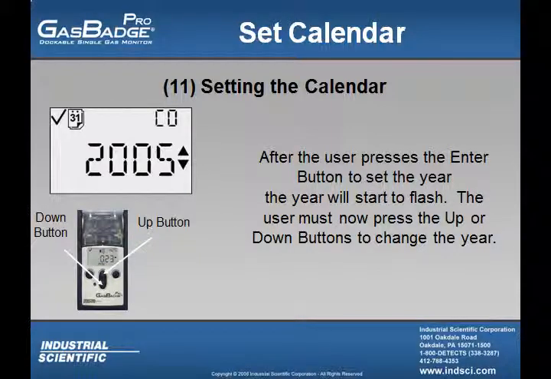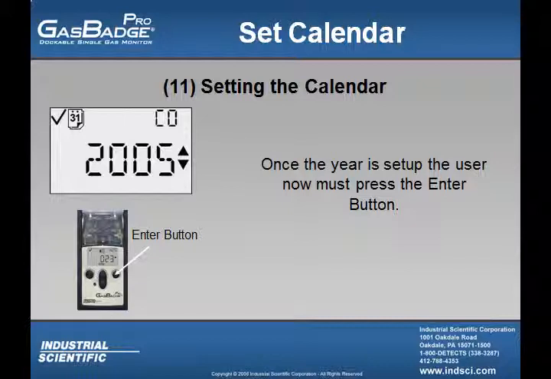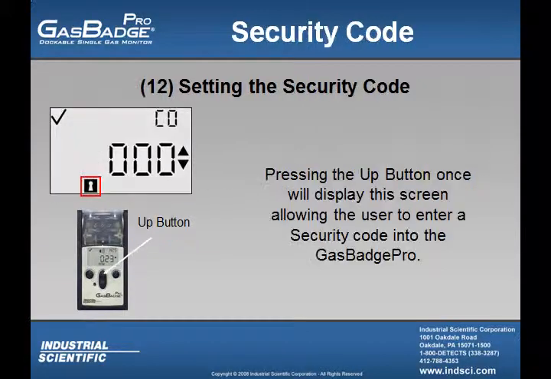With the digits flashing, they can now press either the up or down buttons to change the year of the instrument. Once the user has the date set within the instrument, the user must press the enter button and the entire date is now saved. Pressing the up button once will display this screen with the lock symbol, allowing the user to enter a security code into the GasBadge Pro.